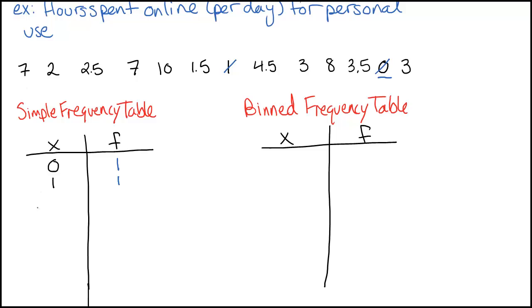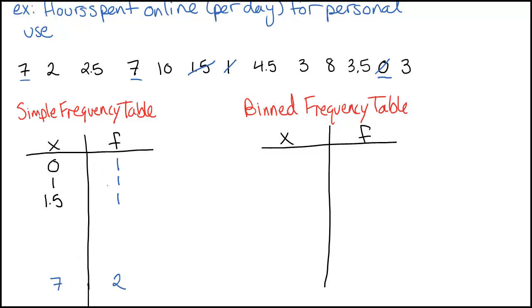Next one would be 1.5, and it looks like there's only one of those. And I would keep going here. Now with this particular data set, this is not going to be very interesting because pretty much all of our data values only occur once. It looks like there are 2 7s. So whenever 7 came up here, we would have a frequency of 2.